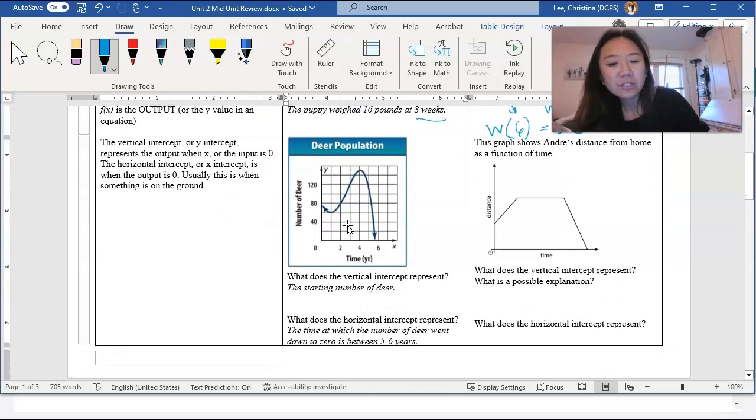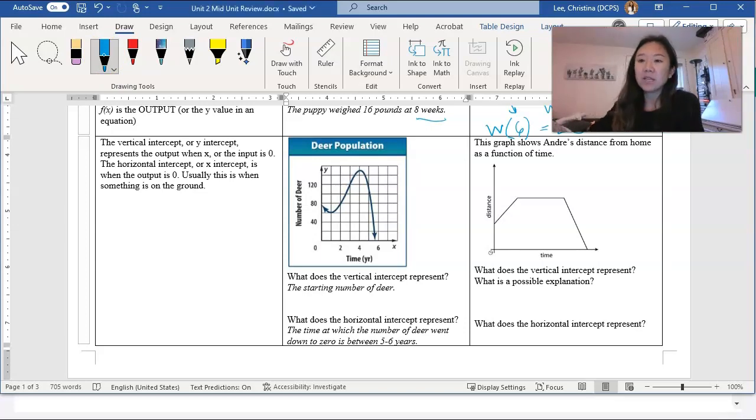All right, the vertical intercept is on your y-axis, and the horizontal intercept is your x-axis. Generally, the vertical intercept is when your time is at 0, so that's your starting point, and your horizontal intercept or your x-intercept is whenever that thing is at 0. So in this case, the number of deer that we're counting, or it could be water in the example above, or it could be the height of something, right? If it's at 0, it's on the ground.